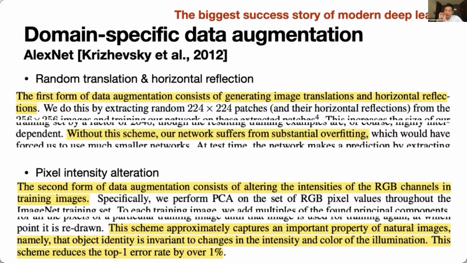And then they very explicitly state that without this scheme, their network suffered from substantial overfitting, not resulting in any good, reasonable classifier that generalizes well. They also used the pixel intensity alteration, which looks quite complicated, to be honest. However, it was really important to reduce the generalization error by 1% or over 1%, which is quite substantial in the case of ImageNet, especially back in 2012.